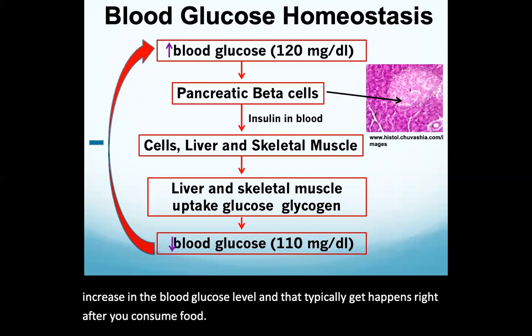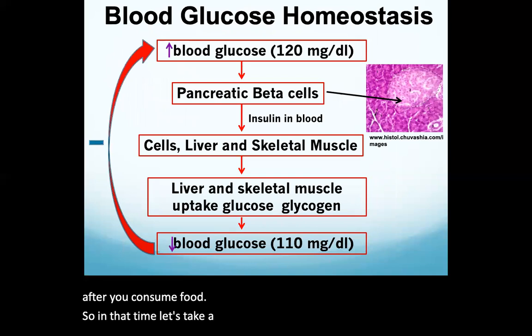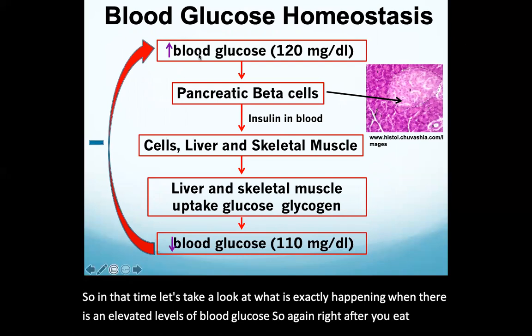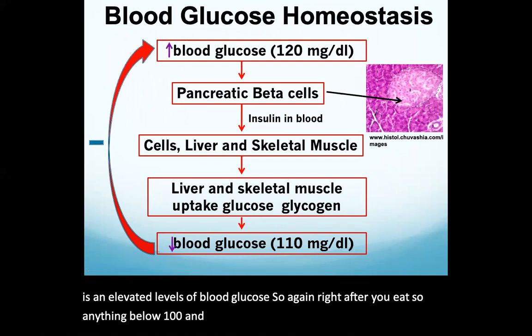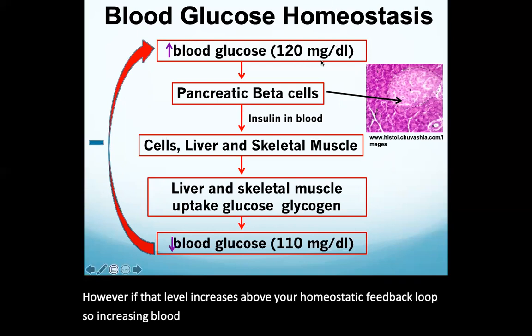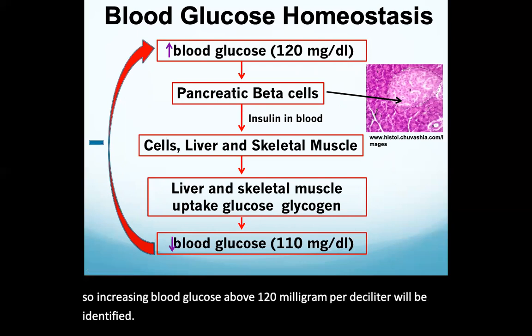So let's take a look at what is exactly happening when there are elevated levels of blood glucose, right after you eat. Anything below 120 is considered to be a normal level of blood glucose. However, if that level increases above, you're activating your homeostatic feedback loop. An increase in blood glucose above 120 milligrams per deciliter will be identified as your stimulus.